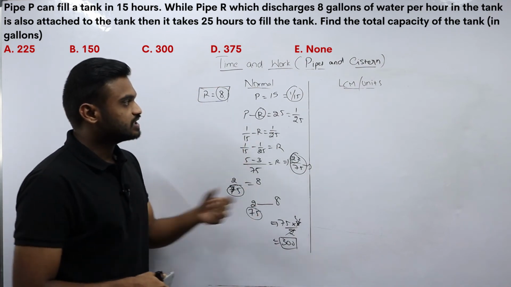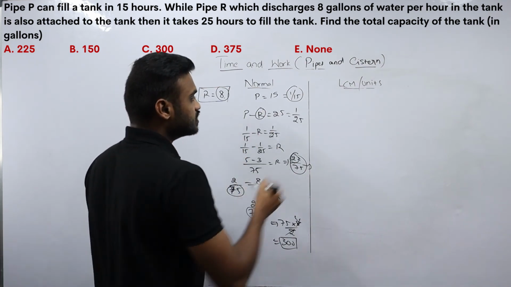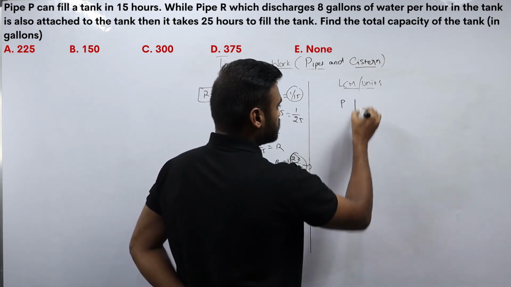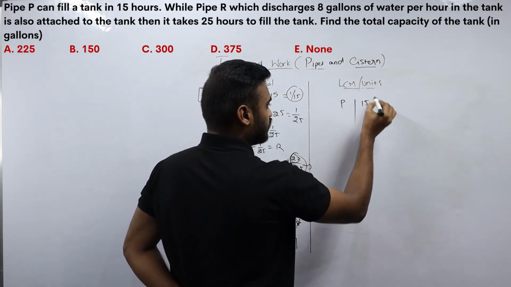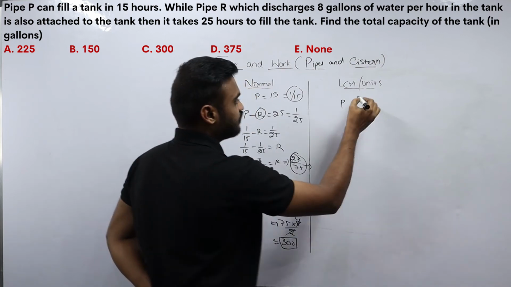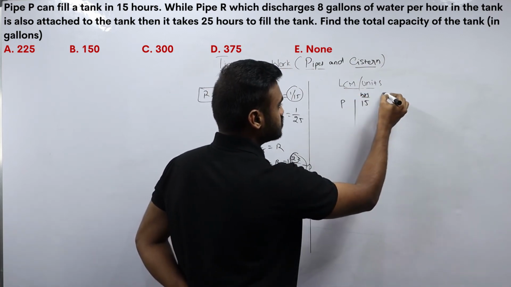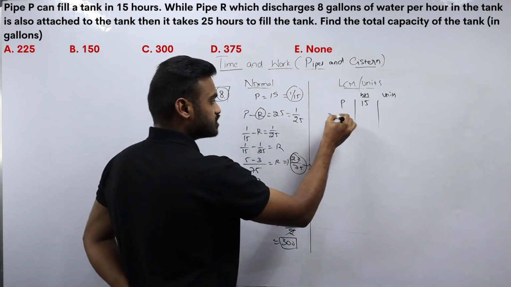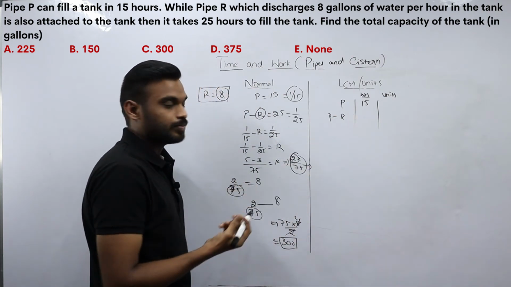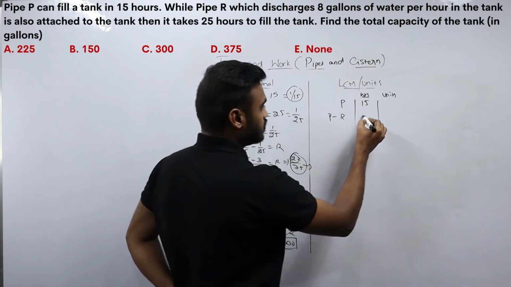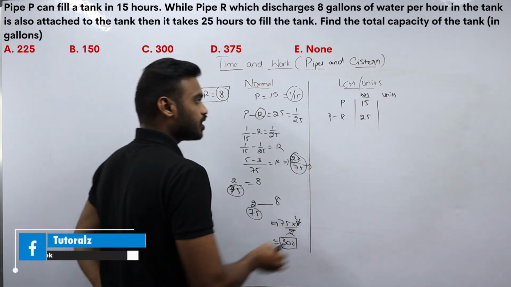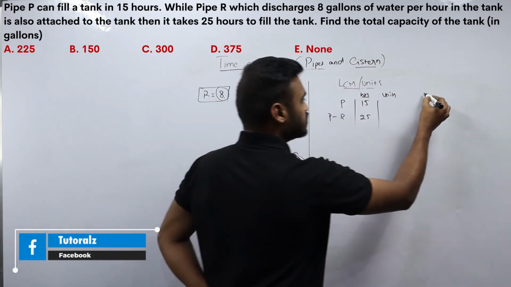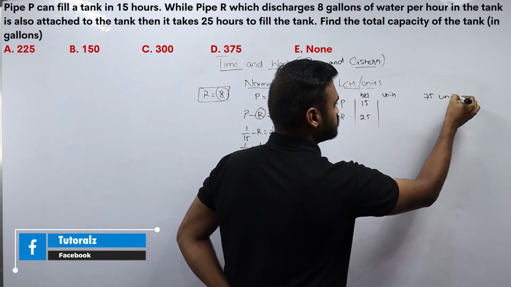Okay. Now I will solve the same problem in the LCM or units method. See, they have given that P can complete the total work in 15 hours. This is hours and this is units. Now P minus R, that is if P and R both combine, they will complete the total work in 25 hours. Now the LCM of 15 and 25 is 75 units.